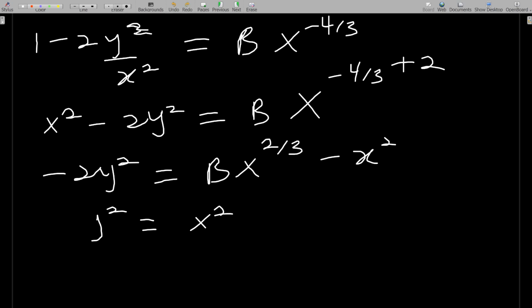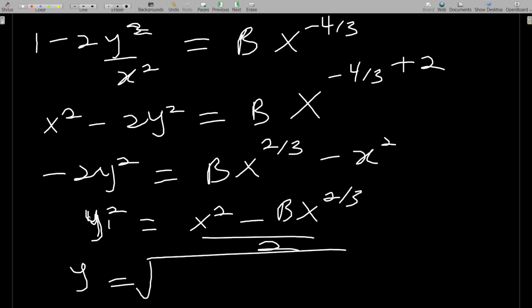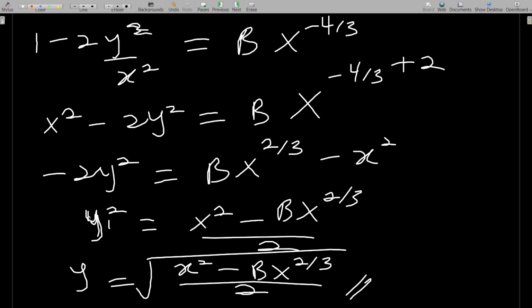I'm sorry, I have y squared rather, because this is x squared minus bx to the power 2 over 3 all over 2. This means that my y is equal to the square root of x squared minus bx to the power 2 over 3 all over 2. And this is my solution. Y of x is given by this. So given initial conditions, I can find a particular solution by trying to find a particular value for b as the constant.